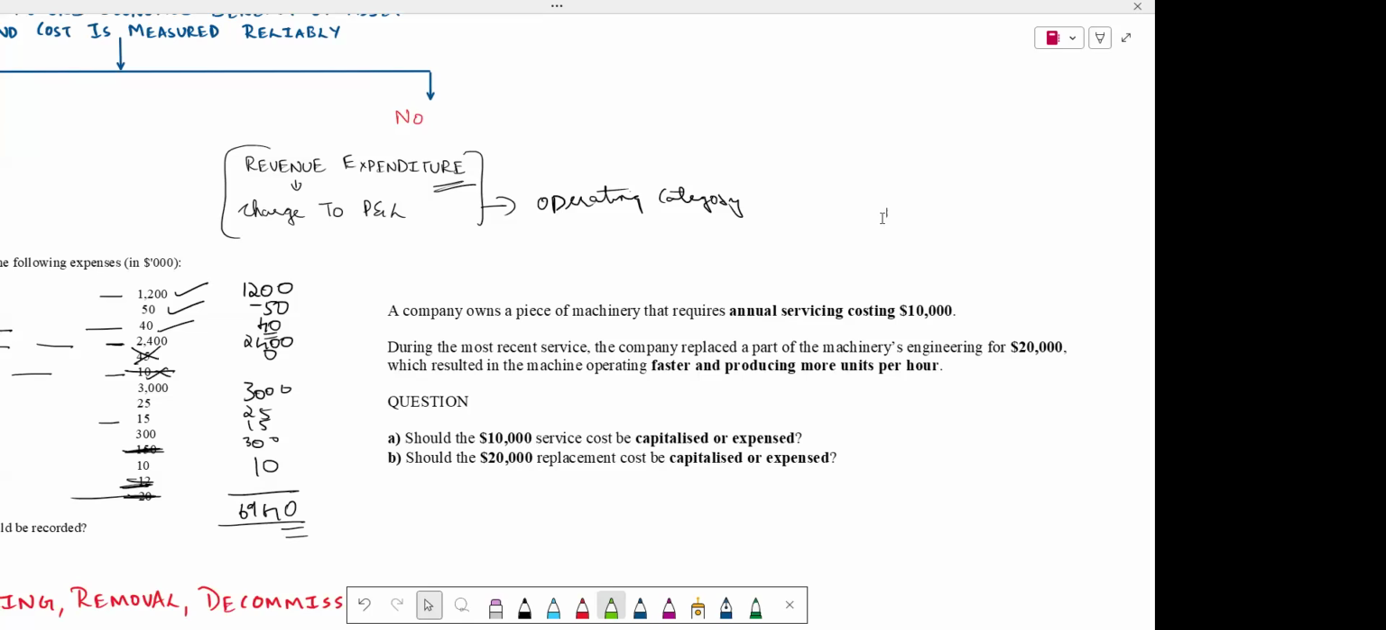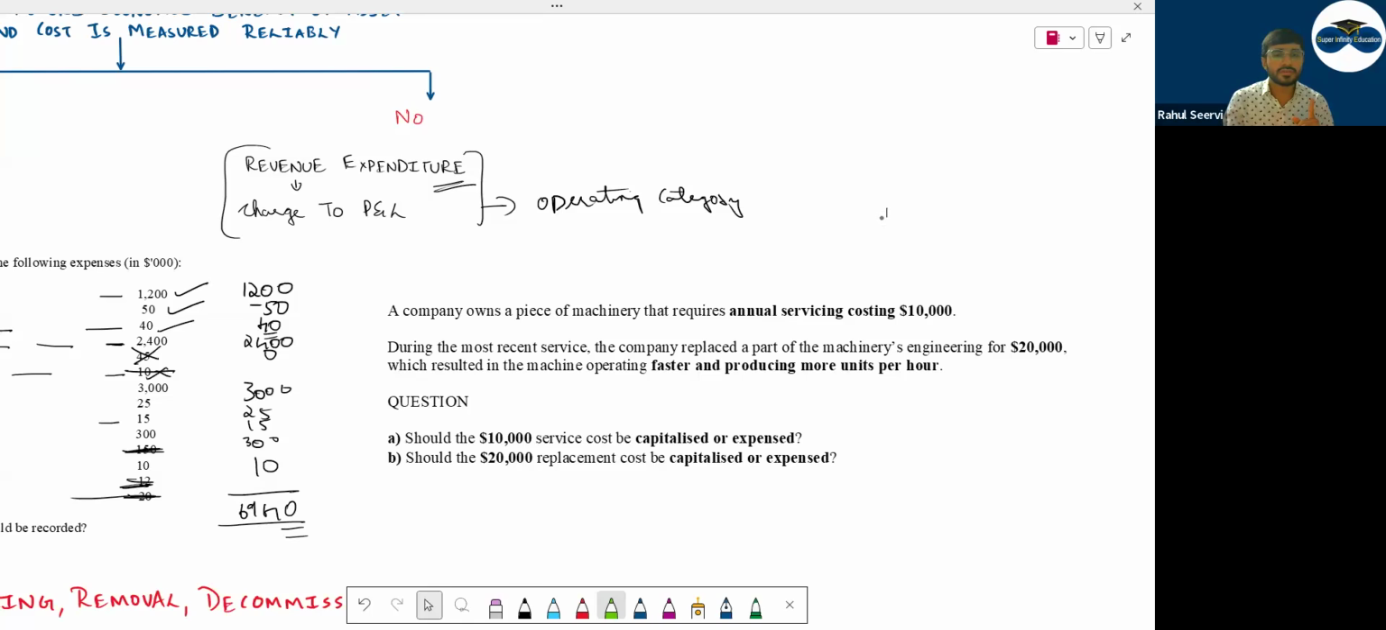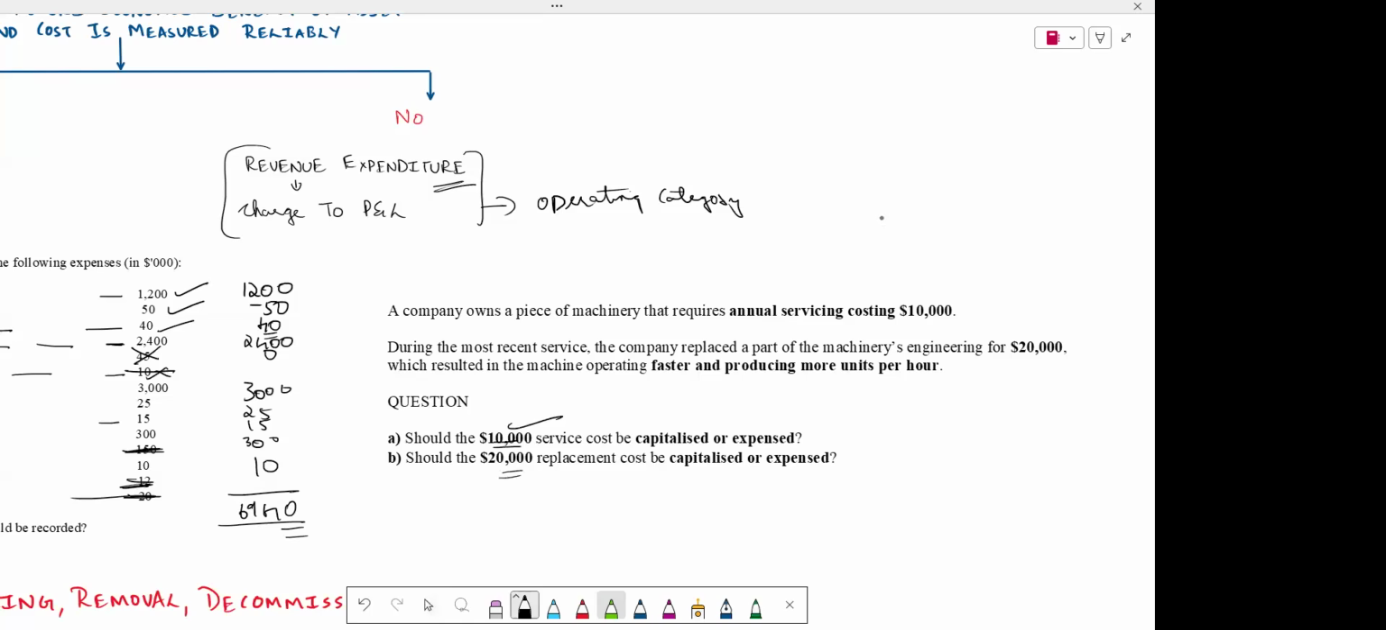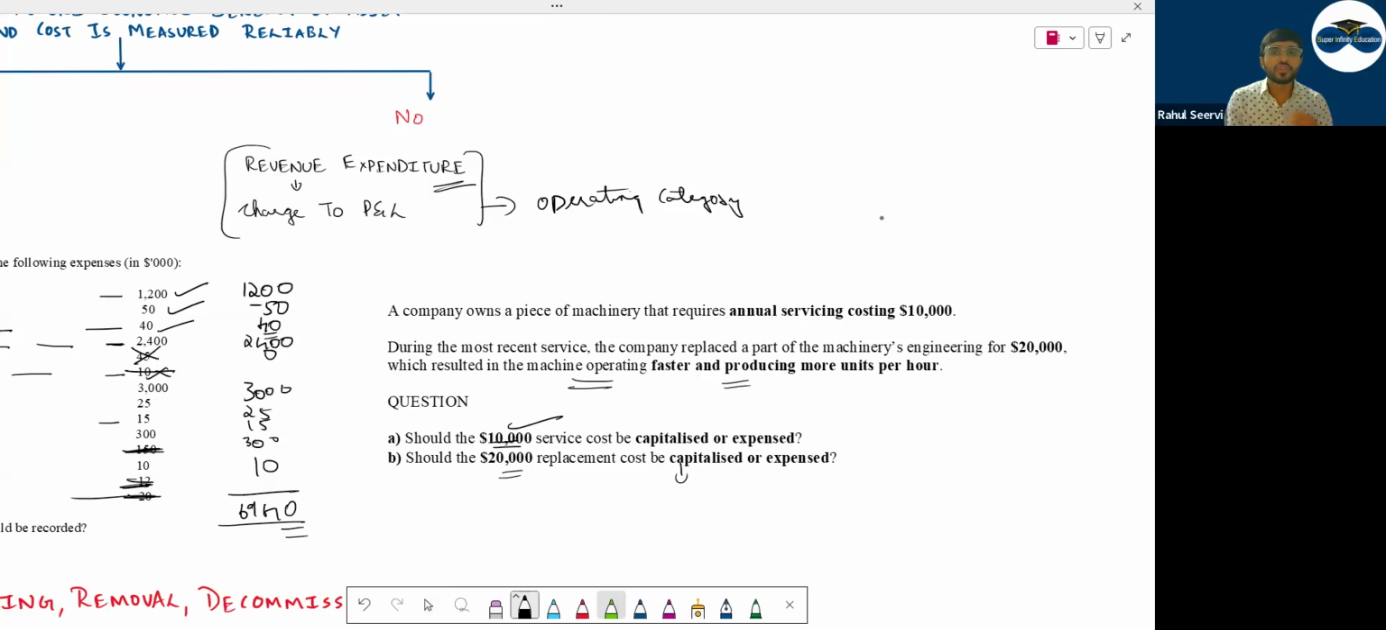Expensed. Which one? The first one should be expensed? Yes, sir. Second one, beta, what about everyone? Should the second one be expensed or capitalized? It should be capitalized because it is producing more units per hour. So it is increasing the benefit. Your profitability is increasing. So is this clear, the difference between capital expenditure and revenue expenditure?